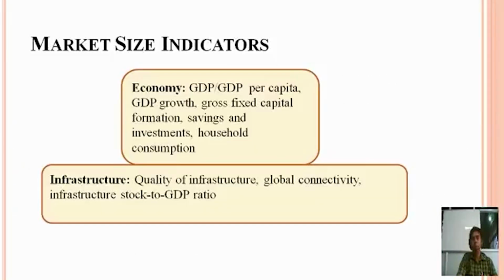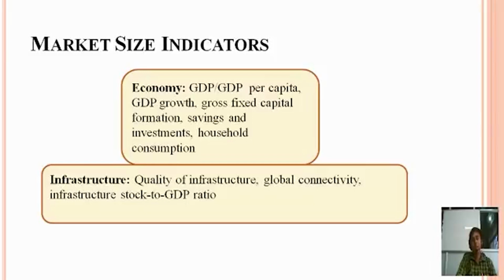So what are basically the indicators of expansion in the size of the market? One can say GDP per capita, or GDP as a whole, or the growth of GDP, gross fixed capital formation, savings and investments, and household consumption. Those are also some of the indicators to find out the size of the market.